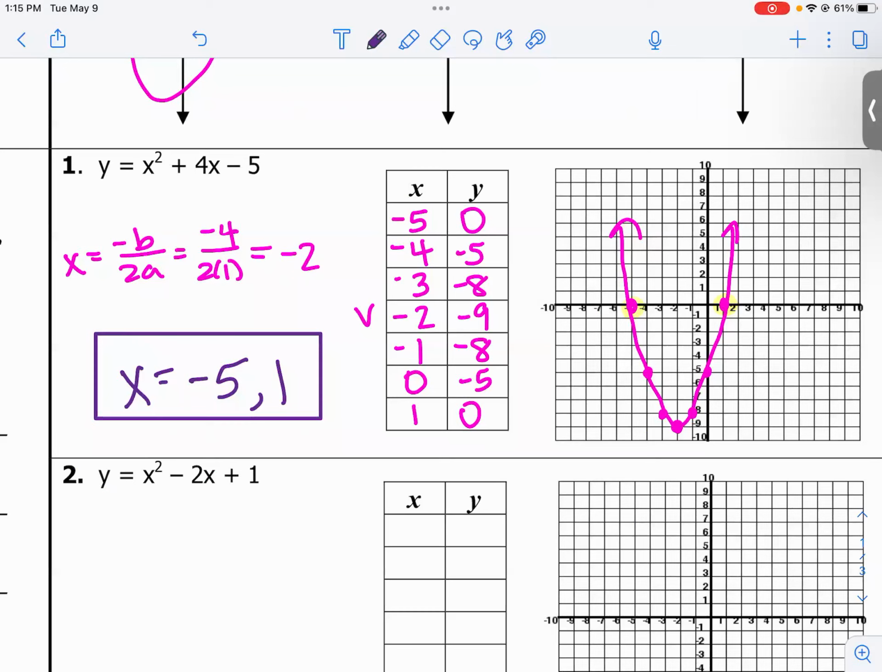Let's talk about why these are solutions. What number do we get when we plug these into our equation? 0. I'm so smart.